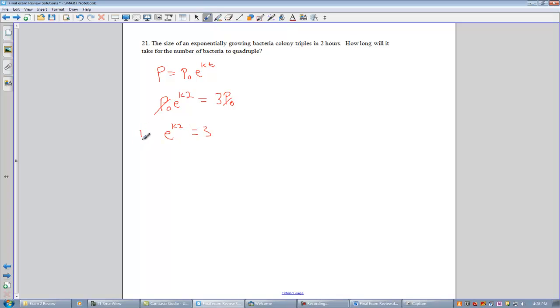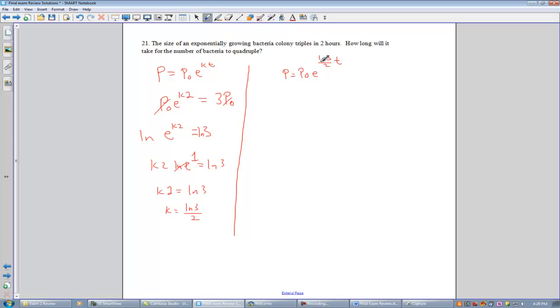And you want to solve this for k, so you have to bring it down. You ln both sides, and when you ln both sides, you get k times 2, ln of e, equals ln of 3, and ln of e is 1, so you can just drop it off. So k times 2 equals ln of 3, and so k equals ln of 3 over 2. And so now what you know is that P is equal to P naught e to the ln of 3 over 2, with the t up there.